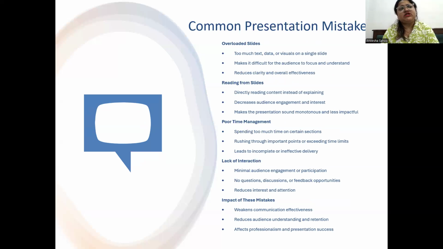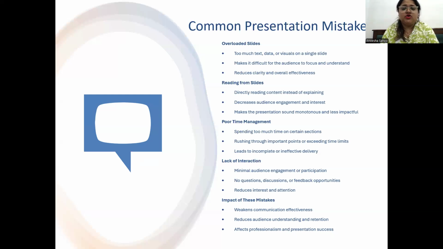So now let's talk about some mistakes the presenter or presentation makes. Overloaded slides, too much text, data, and visuals. It makes it difficult for the audience to focus and understand. So it reduces clarity and overall effectiveness. Reading from the slides. Don't read the content straight away to your audience. Use some words, use some explanation to make your audience understand.